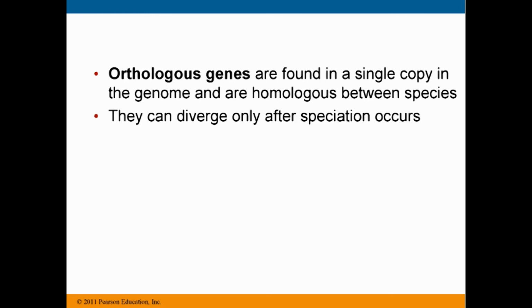Orthologous genes, this is something that you should know. Orthologous genes are found in a single copy in the genome, and they're homologous between species. So orthologous genes are species specific. So they can diverge only after speciation occurs. Okay, so orthologous genes can only change after speciation occurs.